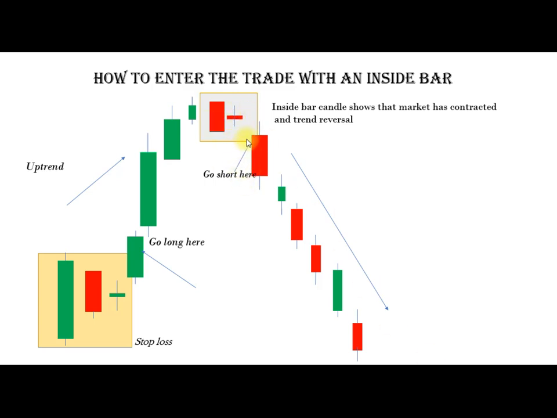Here you can see that we got an inside bar pattern, so one can enter into the trade if this low or high is taken away. As we got an uptrend and again we got the inside bar pattern, this low is broken. This red candle, the second candle, broke the low of the mother candle, so we can enter into the short trade. This is how we need to enter into the long and short trade accordingly.